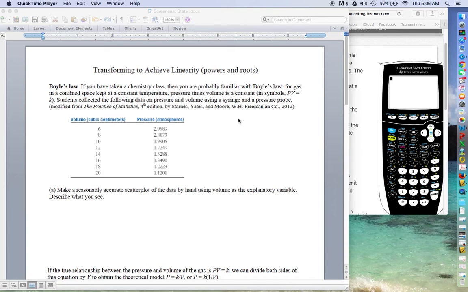Alright, so let's look at this Boyle's law problem. It says if you've taken a chemistry class, you're familiar with Boyle's law, which is PV, or pressure times volume, equals some constant. So we have students in a chemistry class. They're doing a lab. They've got a pressure probe or a pressure sensor, and they've collected this data. So we're going to enter that data in our calculator and see what it looks like.